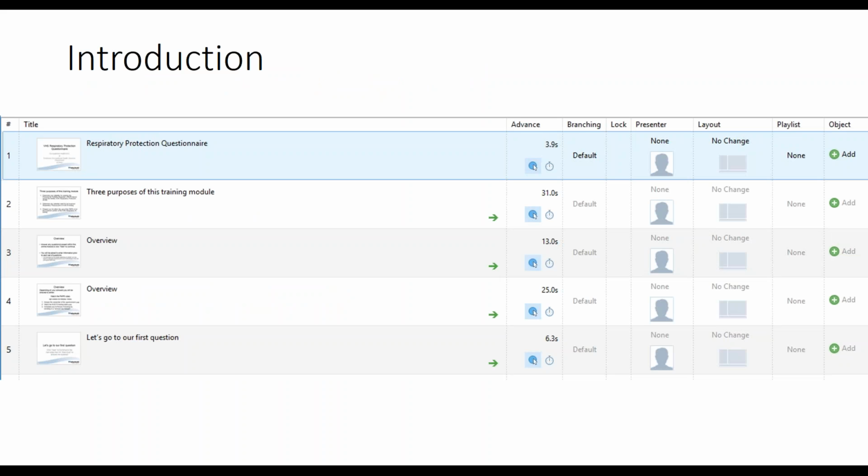This is the Presentation Explorer view of iSpring Suite, where you can take and rearrange all the slides and have branching scenarios where if this, then that. The introduction part is very straightforward. Here's the introduction, here's the purpose of the training, here's a little bit of an overview on what to expect as you go through the training, and then here's our first question. So you have a brief introduction to paint the picture of what people are going to expect in this course, so to speak.